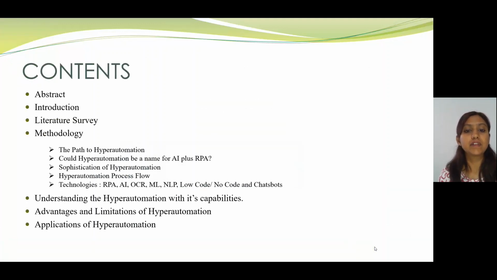The contents of this seminar consist of abstract, introduction, literature survey, methodology, which includes the path to hyperautomation. Could hyperautomation be a name for AI plus RPA? Sophistication of hyperautomation process flow, and the technologies which include RPA, AI, OCR, ML, NLP, low code and no code, and chatbots, and understanding hyperautomation with its capabilities, advantages and limitations, and applications of hyperautomation.